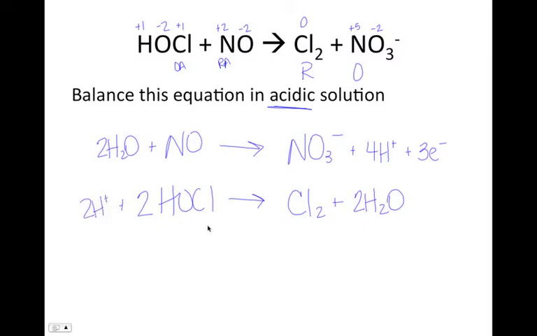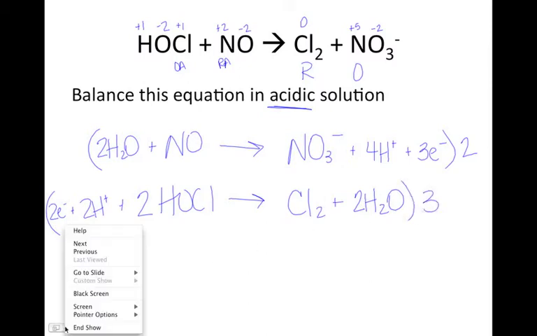Then we need to balance out our charge. We got no charge on this side. We have that +2 right here, so we need to add 2 electrons to balance the charge out. Now, to get these 2 equations to combine, we need to make sure that our electrons are going to completely cancel each other out. So that means we're going to have to multiply this top reaction by 2, because the least common multiple of 3 and 2 is 6. And we're going to have to multiply this bottom reaction by 3.